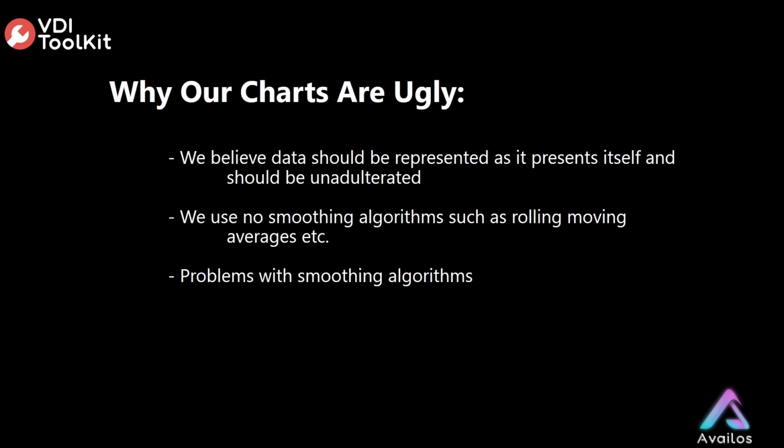Well, it means we use no smoothing algorithms on our charts, such as rolling moving averages, etc. Many other companies, when providing charts, are so worried about making them pretty, they modify the data with smoothing algorithms. You are in essence not seeing the true representation of the data when such algorithms are used. This can lead to thinking there isn't a problem when actually there is one.